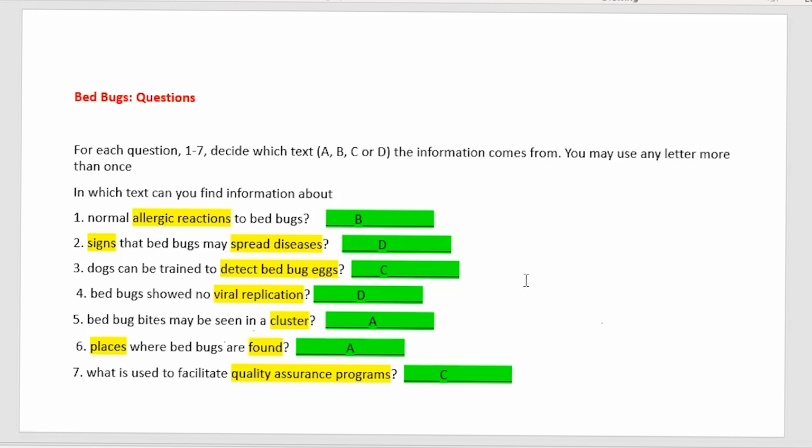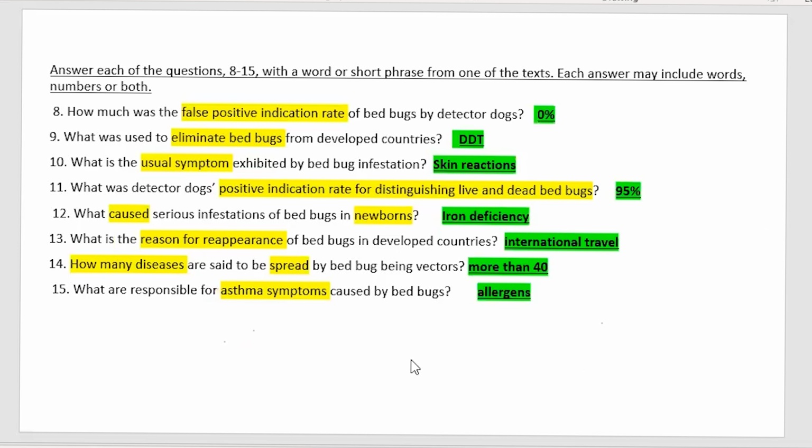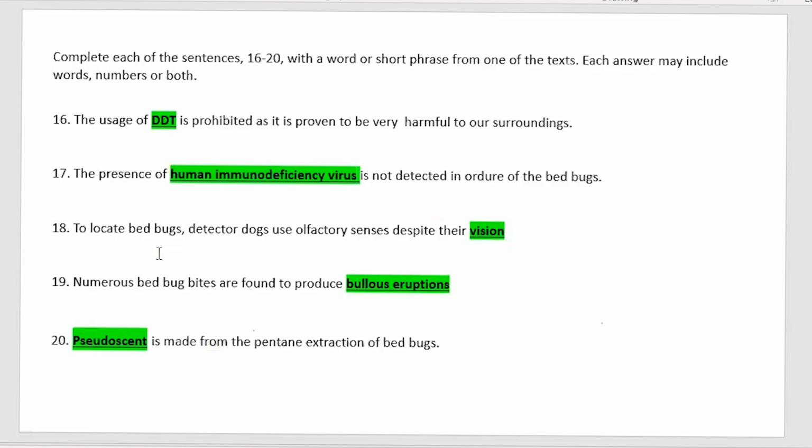You can cross-check the answers 1 to 7 here and 8 to 15 answers. Next, 16 to 20. I hope I am clear with reading part A of bedbugs. If you have any doubts, you can ask in the main platform.